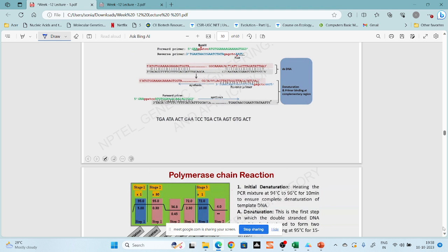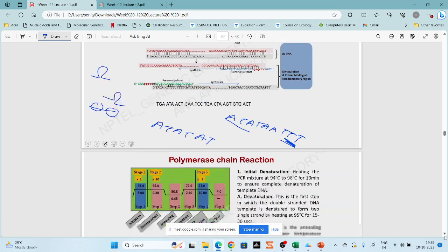Your GC content should be about 55 to 60%. And there should not be repeats, like AT, ATA, TAA, TTT. If these kinds of sequences are there, they should be avoided. Then your primer should not form self-complementary structures. If this is my primer and this region is complementary to this region, it can form loops. This loop formation should not occur when you're designing a primer. So these are the basic things that you need to remember.